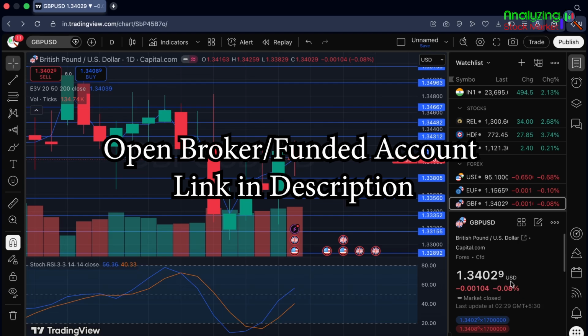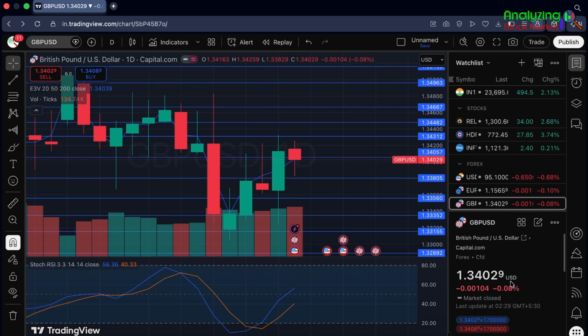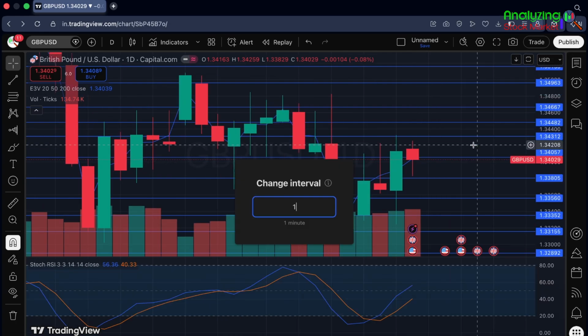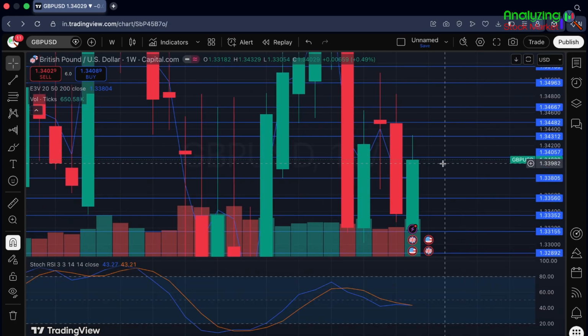So now I'll be talking about what is going to happen in the coming week. I'll also be marking some important support zones and resistance zones, which will help you to take better stop loss and target levels according to your bias for this week. I'll also be sharing my opinion. So let's straight away check our weekly momentum, the weekly candle.